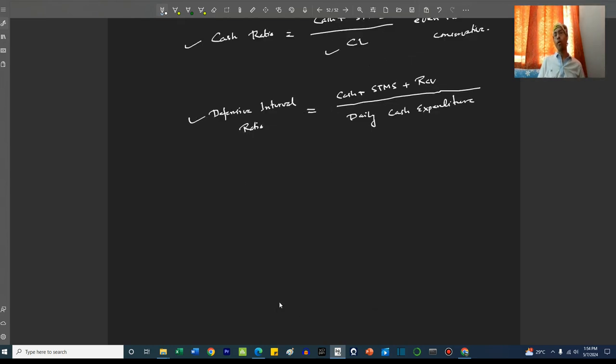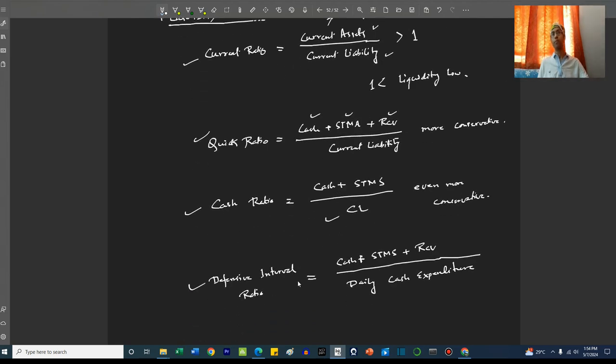There is one more liquidity ratio which is called the cash conversion cycle. This one we will come to in a short while after we have understood the activity ratios, because this will require the use of activity ratios for calculation. This is called cash conversion cycle. We'll come back to it. For now, we will move to solvency ratios.